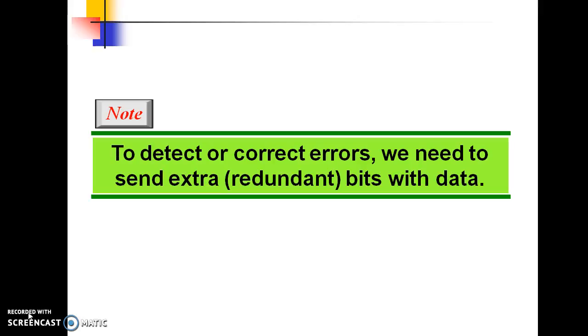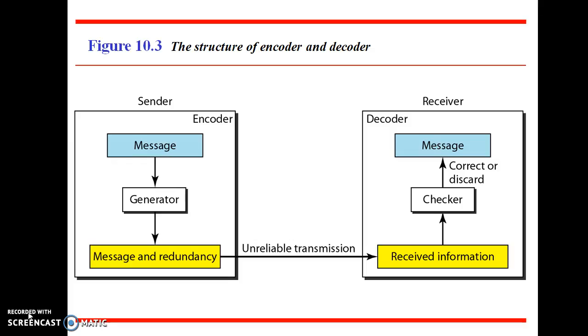So to detect or to correct errors, we need some extra bits with the data. Those extra bits are known as the redundant bits. As you can see, this is the typical structure of an encoder and the decoder. Encoder here is the sender and the decoder is the receiver.